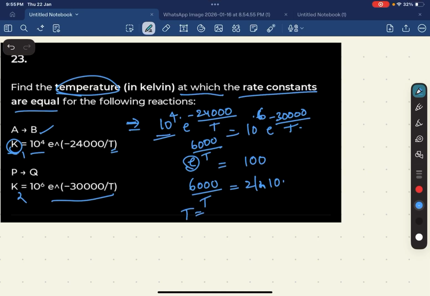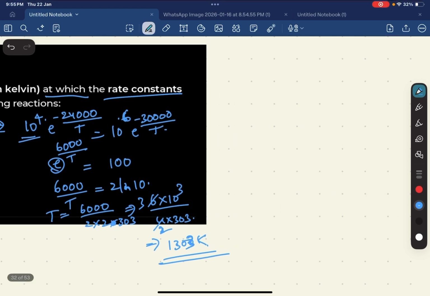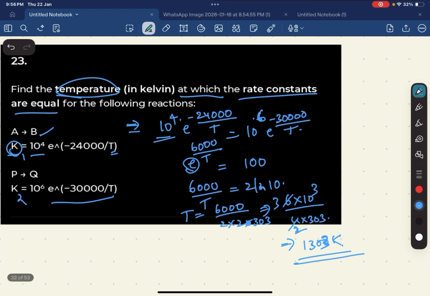So T equals 6,000 by 2 into 2.303, which can be written as 6,000 into 10 power 3 by 4 into 303. So it's approximately, the temperature is 1300. So the nearest integer is 1303. So this is one of the questions. What we have to do is equate, and later we simplify this to get the temperature. That's all.